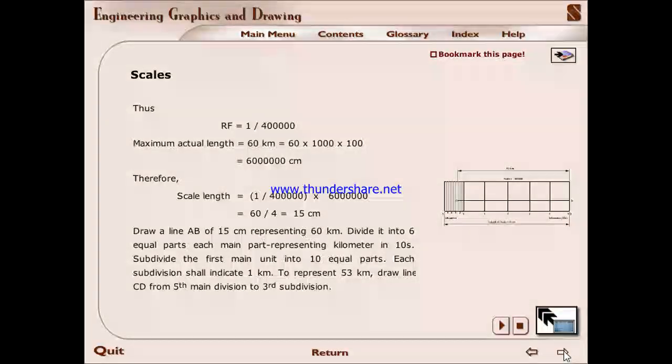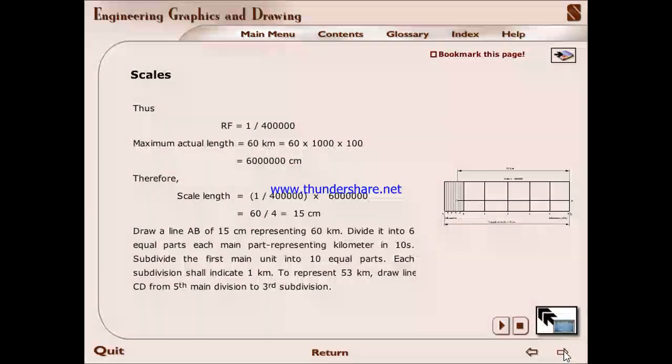Scale thus, RF is equal to 1 by 4, 5 zeros. Maximum required length is 60 kilometers. That is equal to 60 into 1000 into 100, that is 6,000,000 centimeters. Therefore, scale length is equal to 1 by the RF into maximum actual length, that is equal to 60 by 4, which is equal to 15 centimeters.